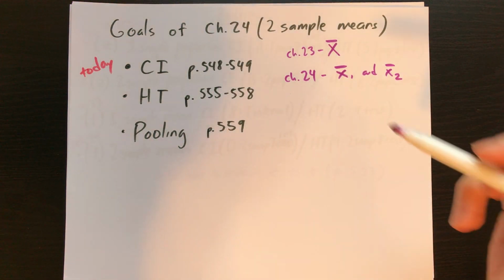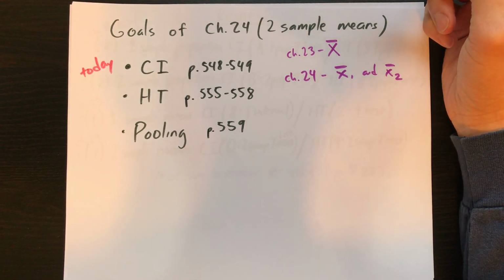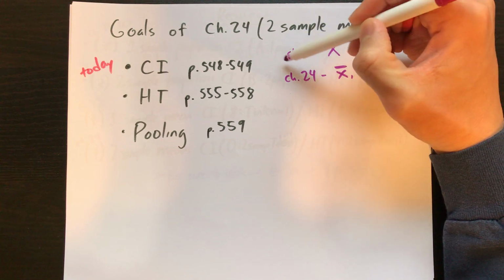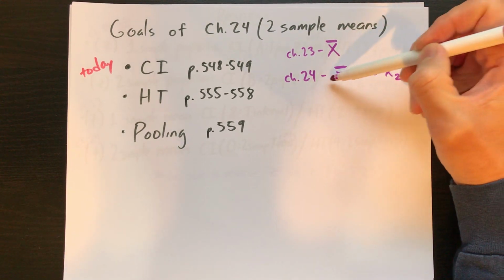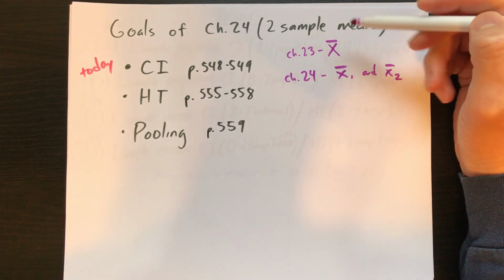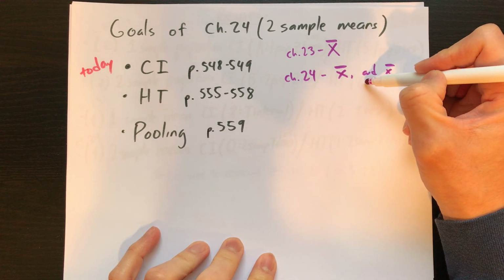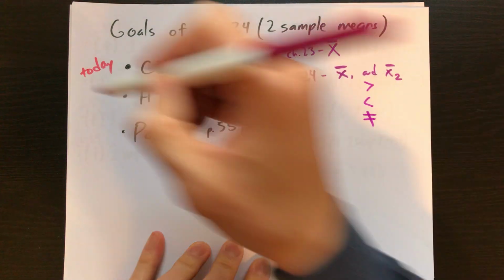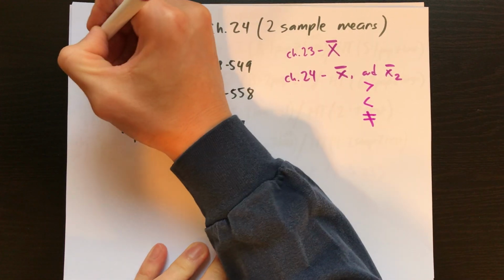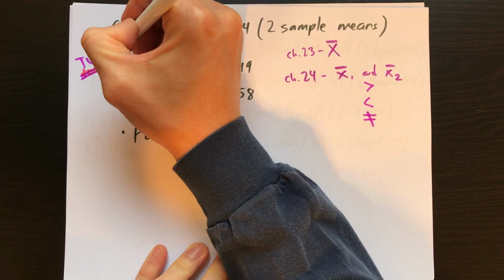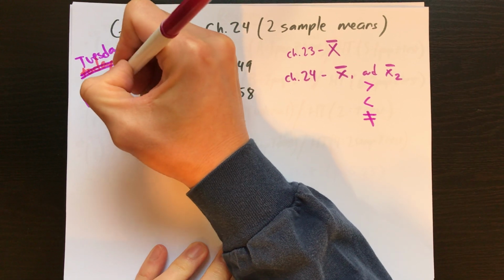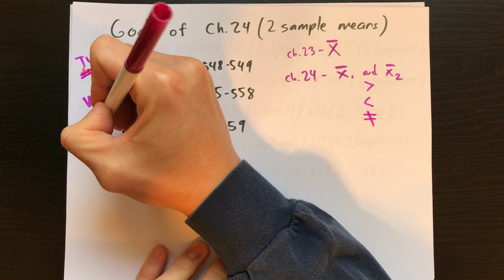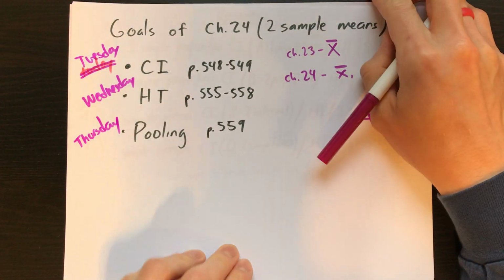All right. So if you remember, in the last chapter we just had one sample. This time we have two samples. We're comparing the two. And again, the options for this are one going to be greater than, less than, or not equal to, okay? So we did this on Tuesday. So we're going to do this today. And then we'll talk about this tomorrow.